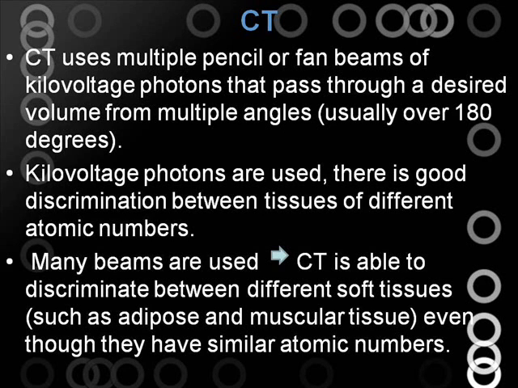Next, we move on to computed tomography. CT uses multiple pencil or fan beams of kilovoltage photons that pass through a desired volume from multiple angles, usually over 180 degrees. There is a good discrimination between tissues of different atomic numbers. Many beams are used because CT is able to discriminate between different soft tissues such as adipose and muscular tissue, even though they have similar atomic numbers.